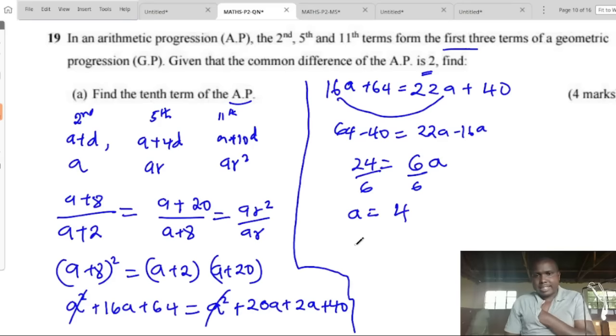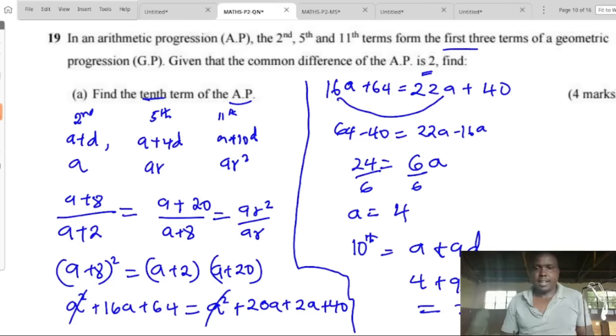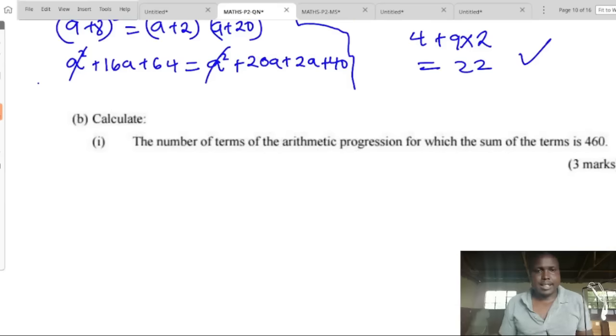So to find the tenth term, the question asks us to find the tenth. So tenth will be simply A plus 9D. That one is 4 plus 9 times D, which is 2. And this one gives us 22. And that is the tenth term.